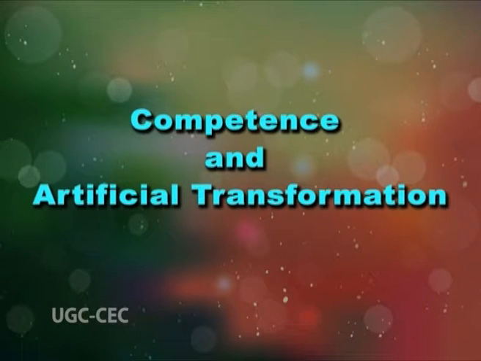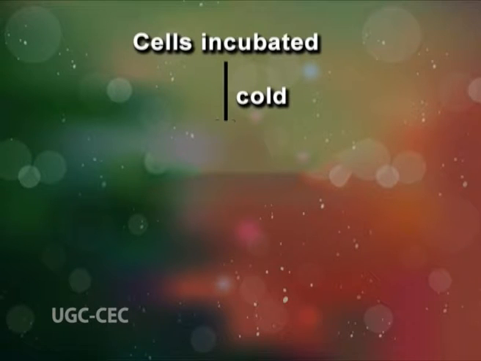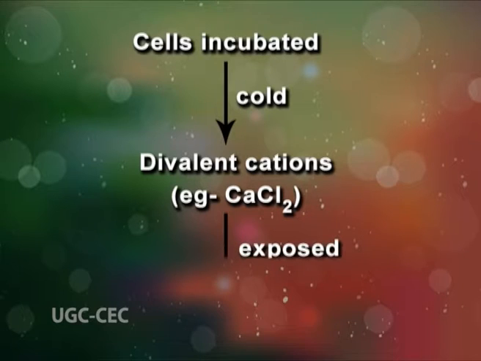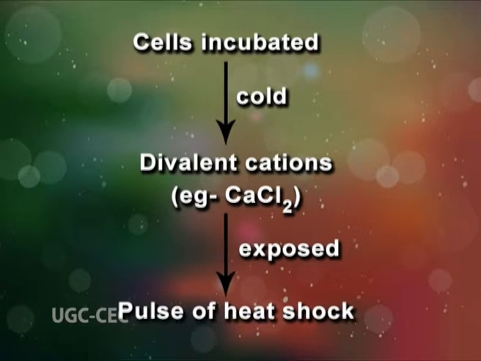Competence in artificial transformation. Although transformation is naturally occurring in many types of bacteria, scientists have found ways to artificially induce and enhance a bacterial cell's competency. It can be induced in the laboratory by making the cell passively permeable to DNA by exposing it to conditions that do not normally occur in nature. The cells are incubated in a solution containing divalent cations, most commonly calcium chloride solution, under cold conditions, which is then exposed to a pulse of heat shock.